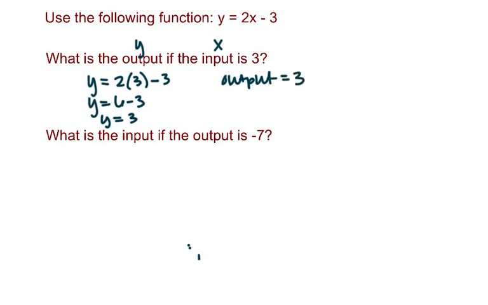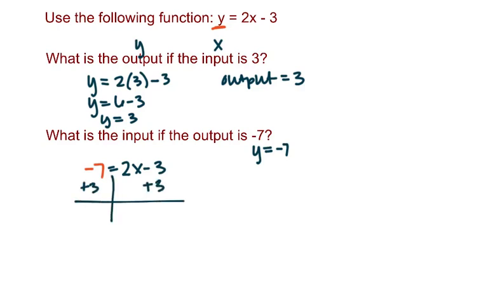This time I gave you an input of, I don't know yet, and then they want us to find it if the output is -7. So this time I gave you the y value is -7. So in my rule, I'm going to replace that where I see a y. -7 is equal to 2x minus 3. Well, now we can just solve this equation using inverse operations to figure out what value of x would make this true. And we end up with -2. So that's what we mean by input-output. Inputs are our x values, outputs are our y values.